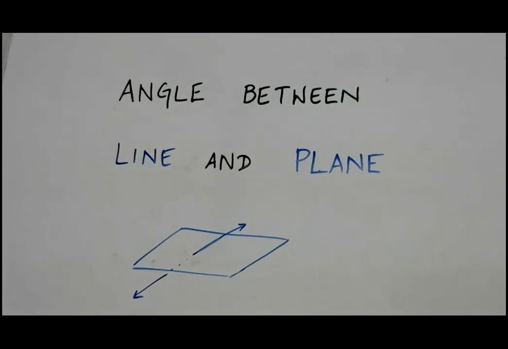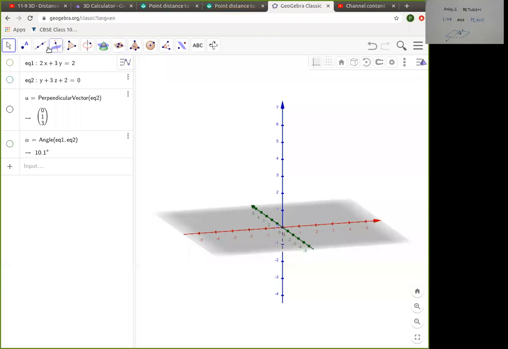In this video, we will be looking at the formula for the angle between a line and a plane. Now let us consider a line 2x + 3y = 2 in space, and let us consider the plane y + 3z + 2 = 0.